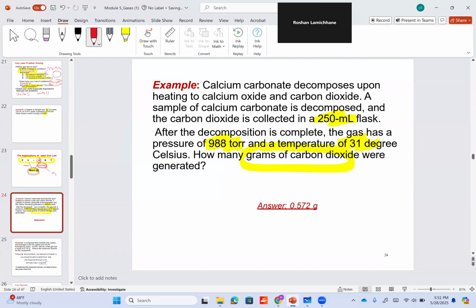So I'm going to read this question. My thought process is, okay, I'm going to use the PV equals nRT equation because my volume is given here, my pressure is given here, my temperature is given here. I can use the PV equals nRT equation. Then I'm going to figure out my number of moles first. Since we talk about carbon dioxide, I can figure out the molar mass of carbon dioxide. And once I find that out, I'll be able to find out the mass of carbon dioxide. All right, let's go through this problem now.